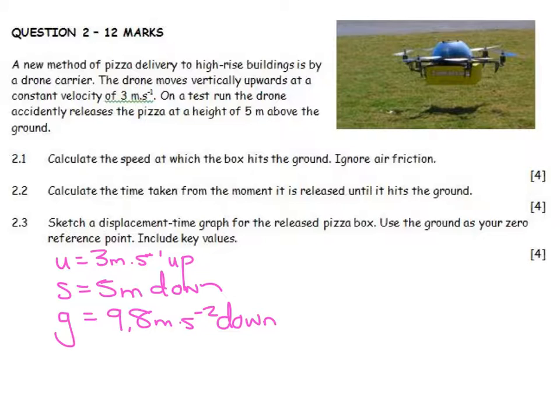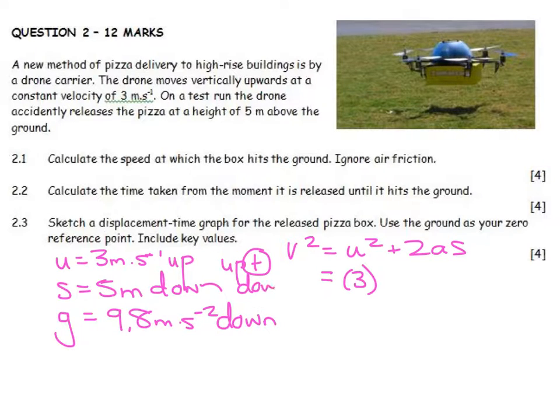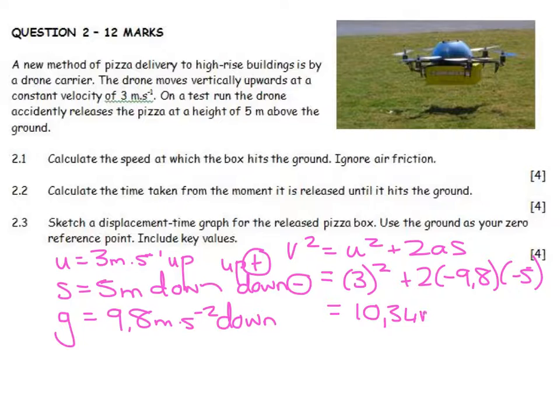So calculate the speed that the box first hits the ground. V squared equals u squared plus 2as. It's a final velocity. So it's 3. I'm going to keep up as positive, and therefore down will be negative. So it's 3 squared plus 2 times negative 9.8 and negative 5. And I end up with an answer of 10.34 meters per second.